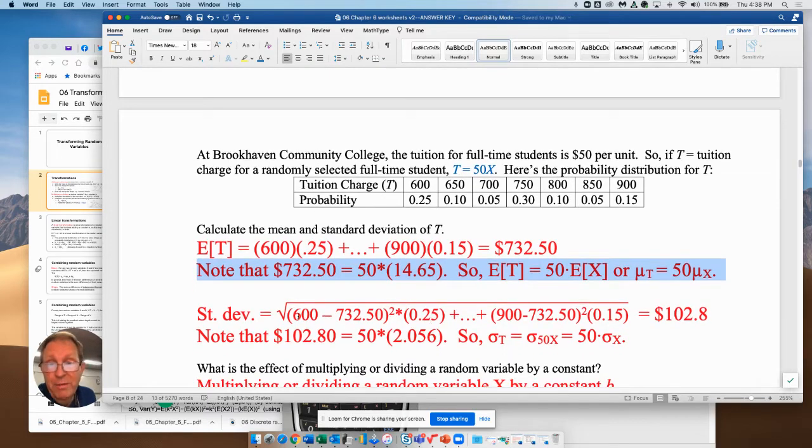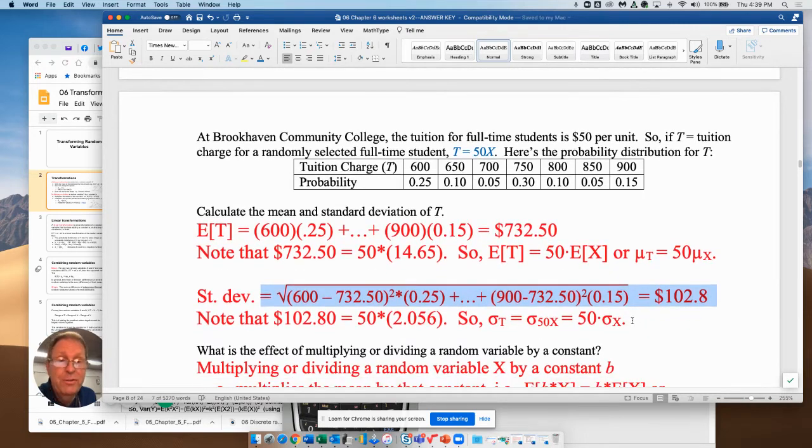Similarly with standard deviation, I could beat it out with this long formula right here, and I could punch all those numbers in my calculator. But I could just instead rely on the principles of standard deviation, because what I told you before is that the standard deviation of T, which is the standard deviation of 50X, is just 50 times the standard deviation of X. So let's see if that is true. If I take 50 times my standard deviation of X, I get 102.80, which is exactly the number that I get right here when I do it the long way.